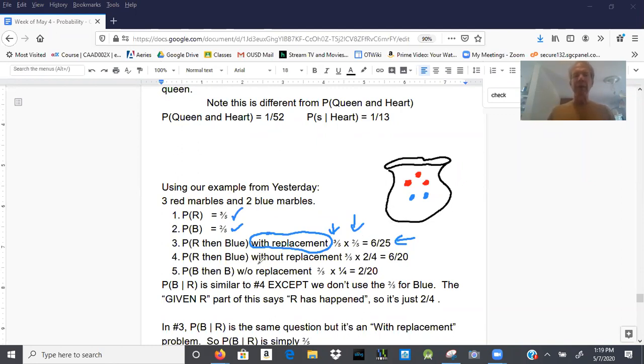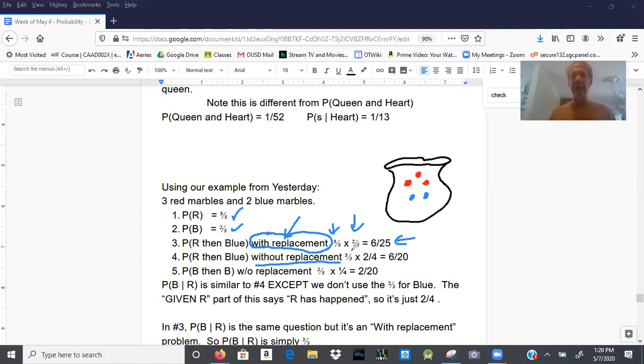The other thing we talked about the other day is, what if I don't put the marble back in the bag? This is called without replacement. And the reason it's important to know the difference is sometimes they won't say I'm putting it back in the bag. They'll just say with replacement, I'm putting it back in the bag, or without replacement, I'm not putting it back in the bag, or whatever happens. So this one changes things a little bit.